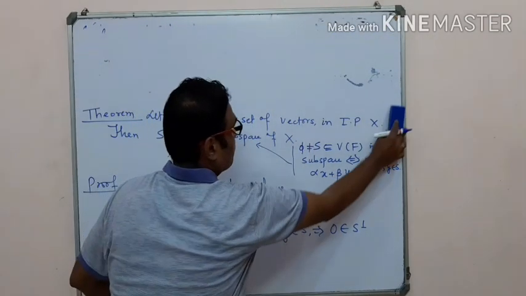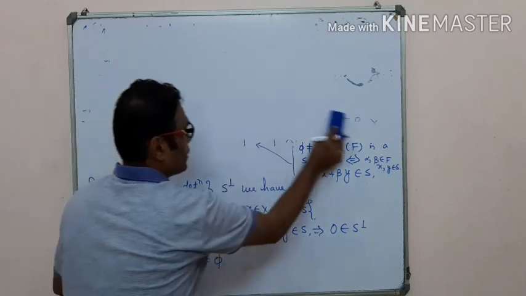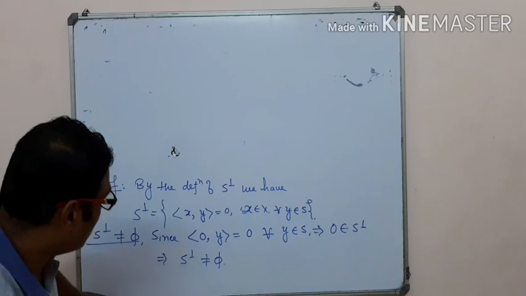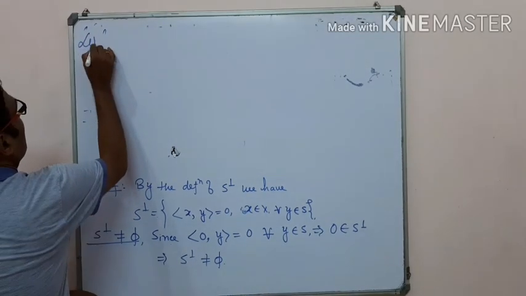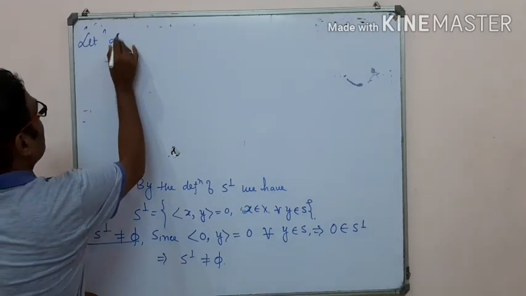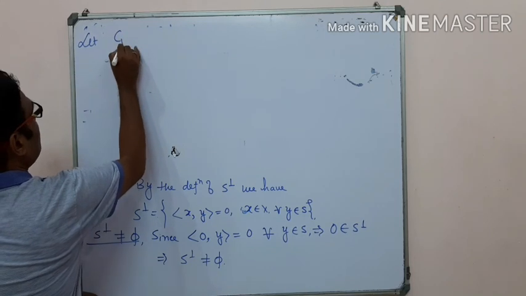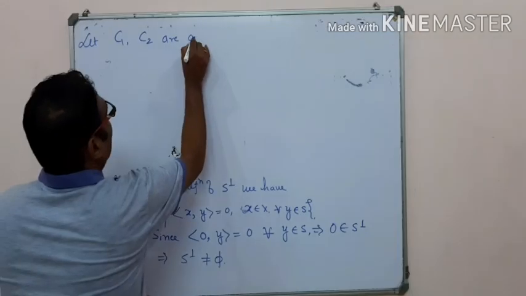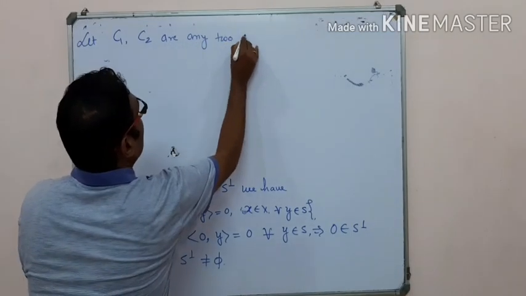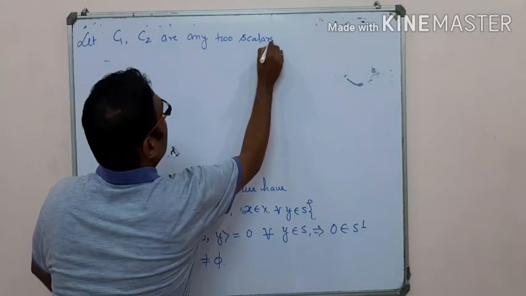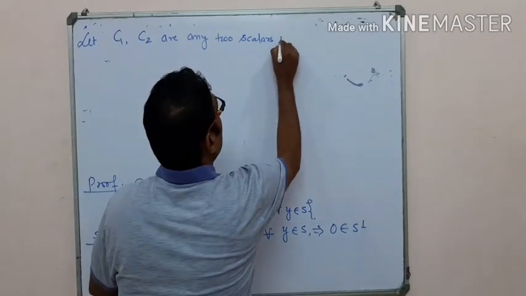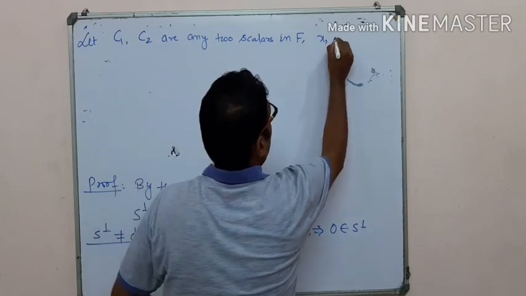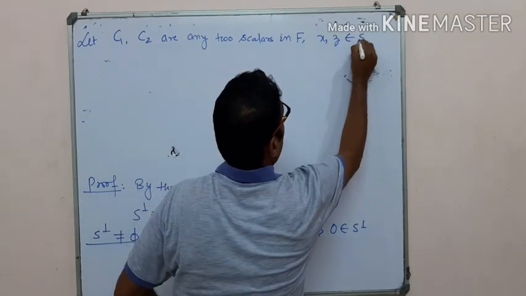Second, as we already proved that here S complement is non-empty. Here we take two scalars. Let C1 and C2 be any two scalars in F. Let x and z belong to S complement.